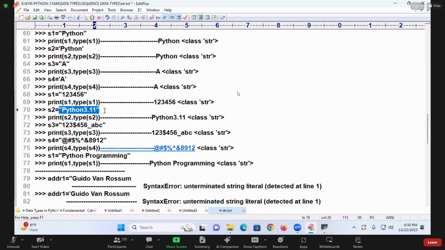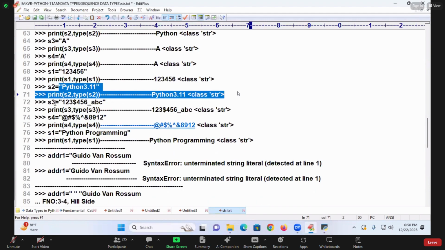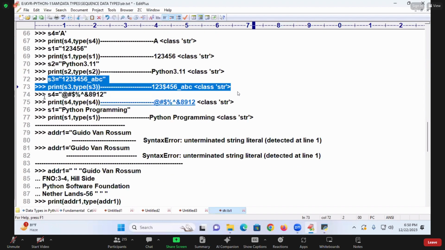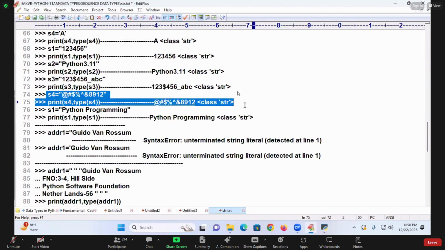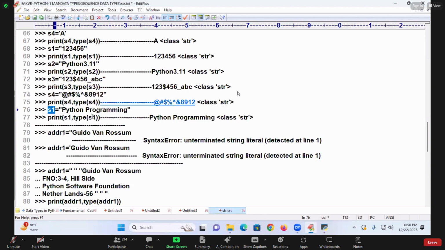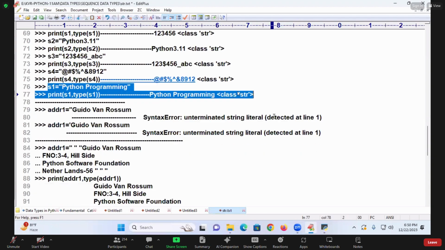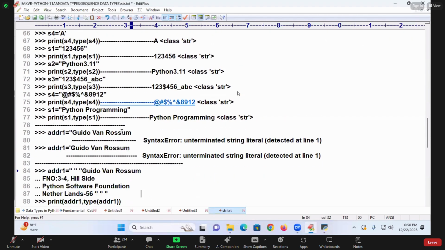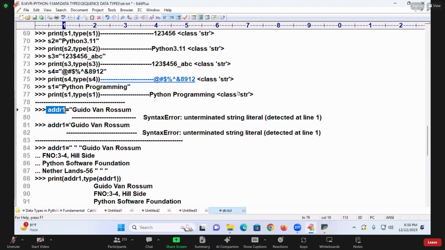Numbers with alphabets, also str. Numbers with special symbols and alphabets, also str. Purely numbers with special symbols, also str. A Python programming sentence within the double quotes, also like that. These are all examples of single line string data. Now I am trying to write ADDR1 is equal to Guido van Rossum.